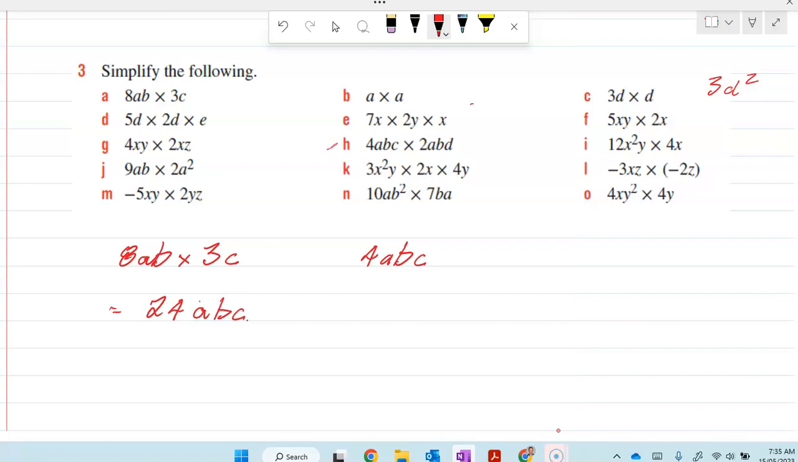So let's have a look at 4abc times 2abd. So we'll have 4 times 2 is 8. a times a is a squared. b times b is b squared. There's no d with the first term, so c and d stay as they are. So what we've got is 8a squared b squared cd, that they're multiplied by.